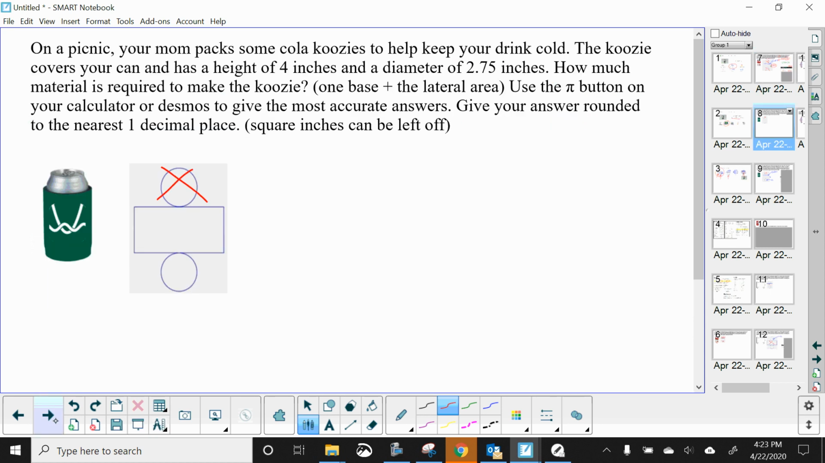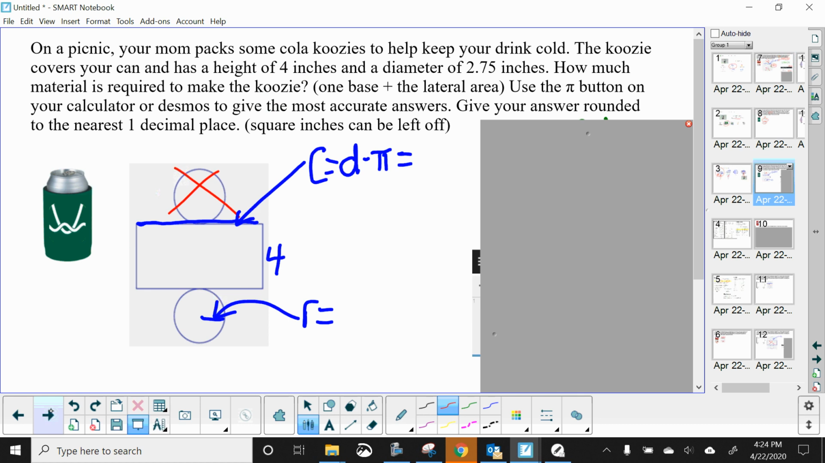All right. A lot of people got messed up on this one because there is no top. We only have the lateral surface area and the base for this koozie. Let's take a look at how that worked out. We need the circumference. In this case, the diameter is already given, so all you needed to say is 2.75 pi. And the height was 4. So we can easily find the lateral surface area of that.